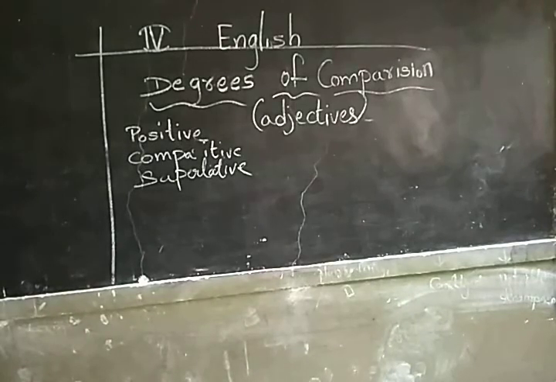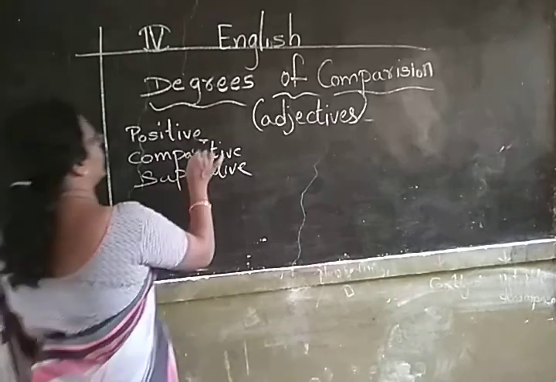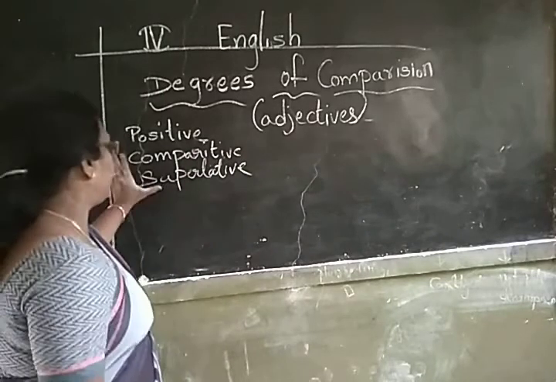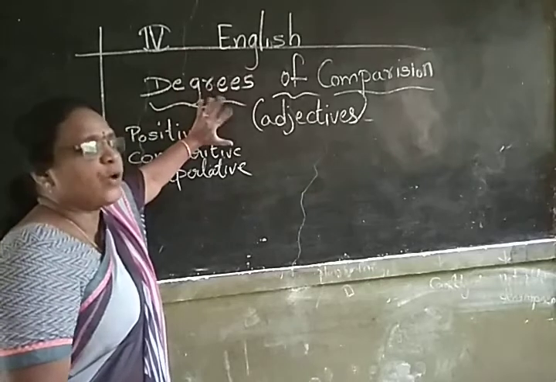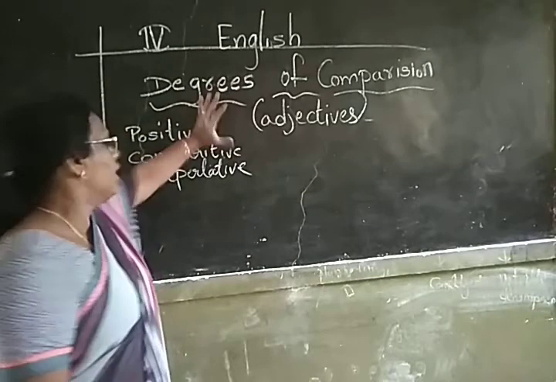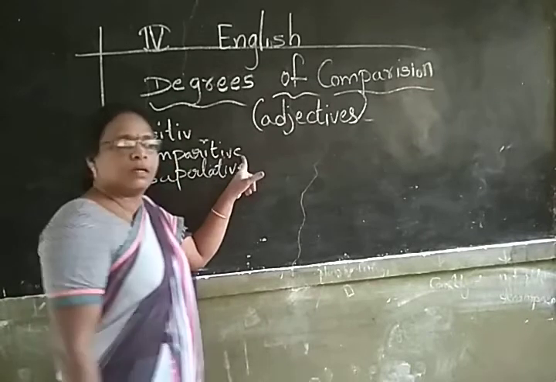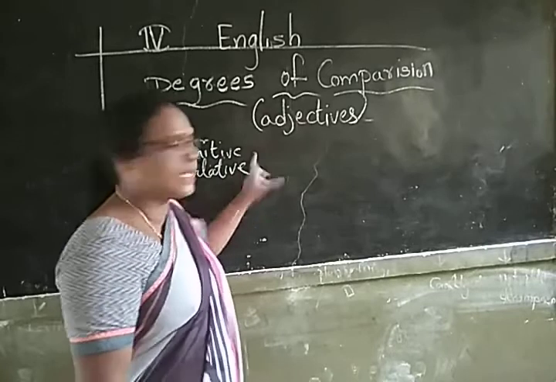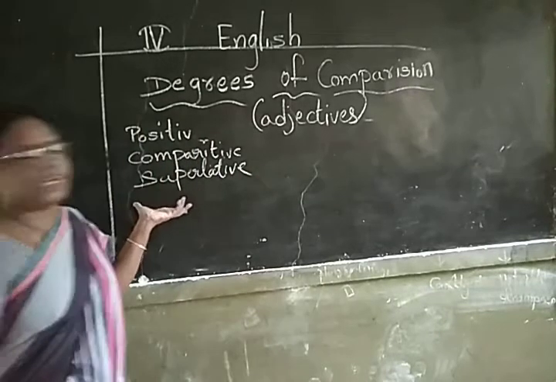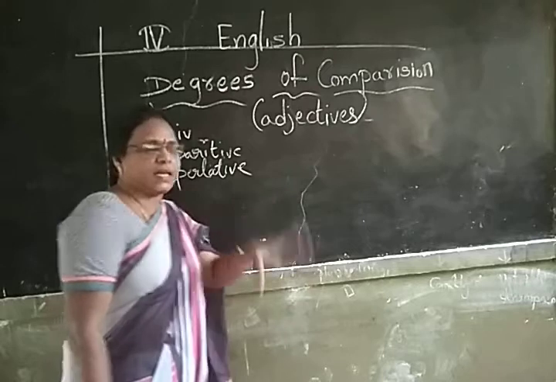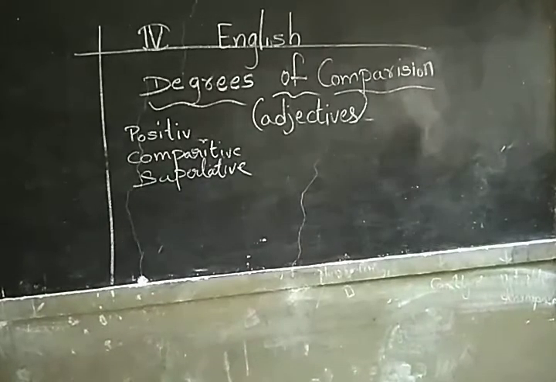When adjectives are used to compare two or more nouns, we use them in three different forms: positive degree, comparative, and superlative. In the positive degree, we are going to talk about only one person, whereas in the comparative degree, we are going to talk about two persons. Whereas in the superlative degree, we are going to highlight only one person, one among everybody. Understood, Nana?